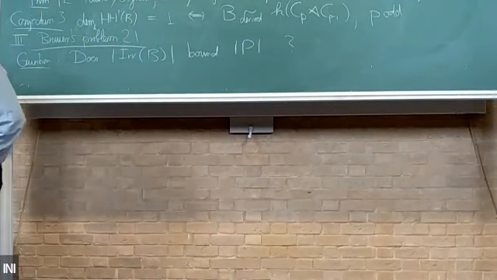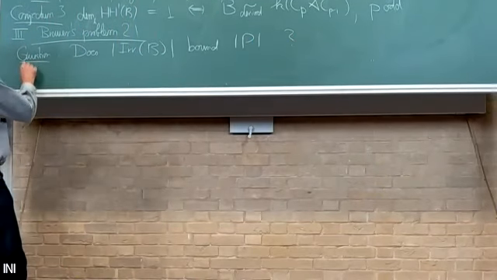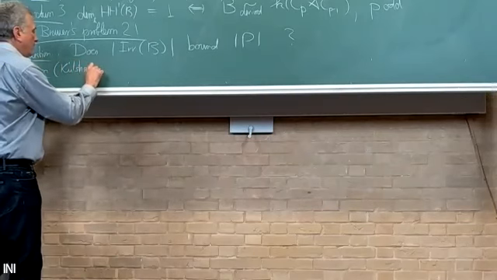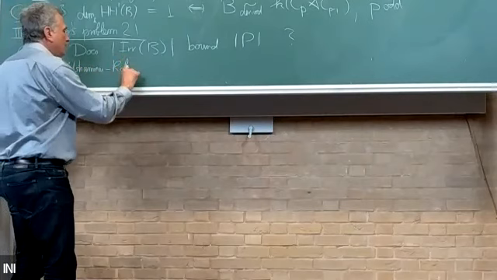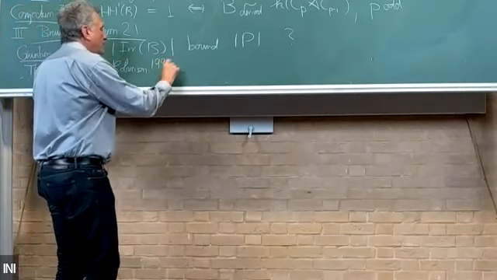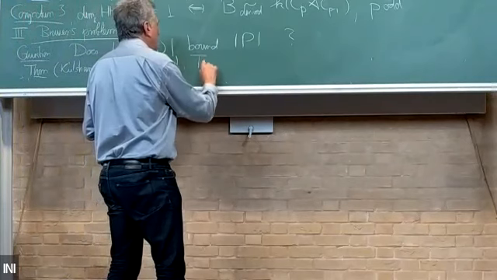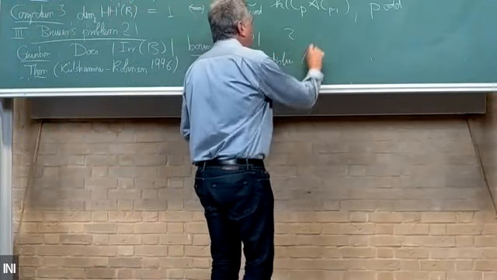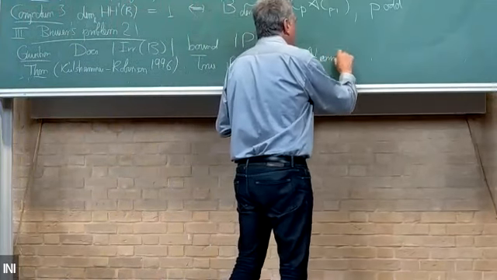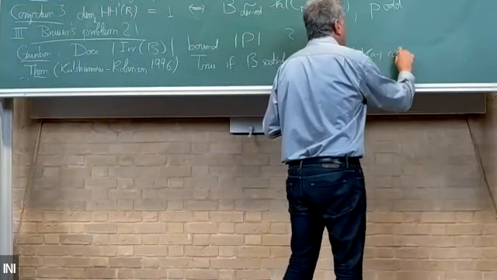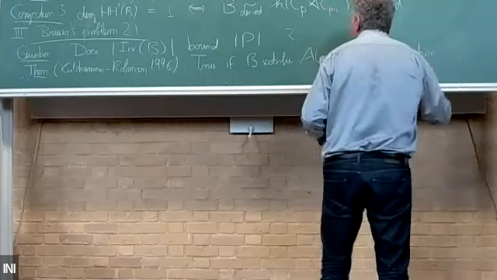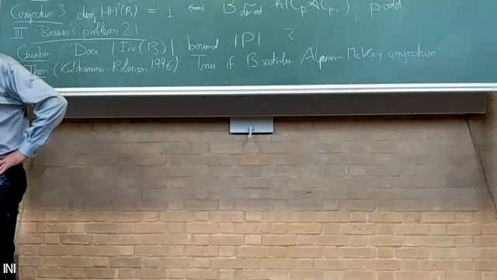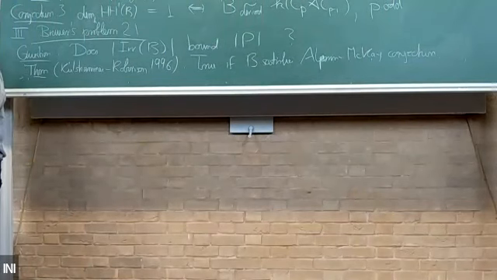And I should say that there is a nice theorem by Külshammer and Robinson from '96, which says that this is true if B satisfies the Alperin-McKay conjecture. And this is proved using a very charming argument making use of Zimmermann's proof of the restricted one-side problem.